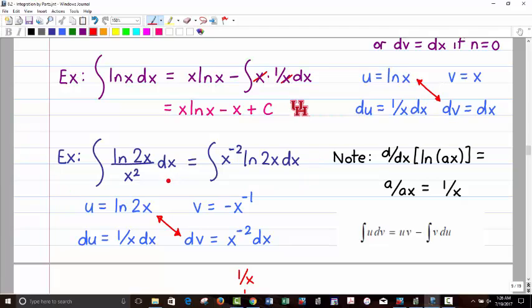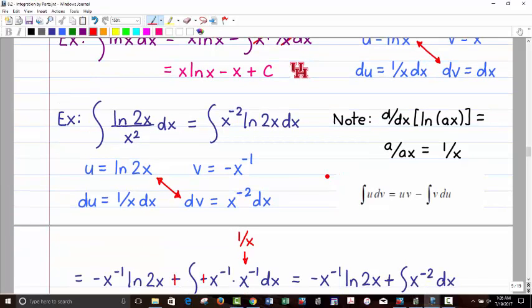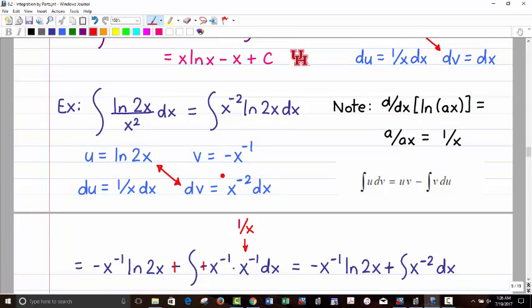Now here's one with the x on the bottom. No problem. You just bring it up and make it x to the negative 2. And you let u be ln of 2x. And then you let dv equal x to the negative 2. I'm just kind of drawing my little arrows there just to show you that u and dv multiplied together equal exactly what we're trying to integrate. Obviously, that's important.